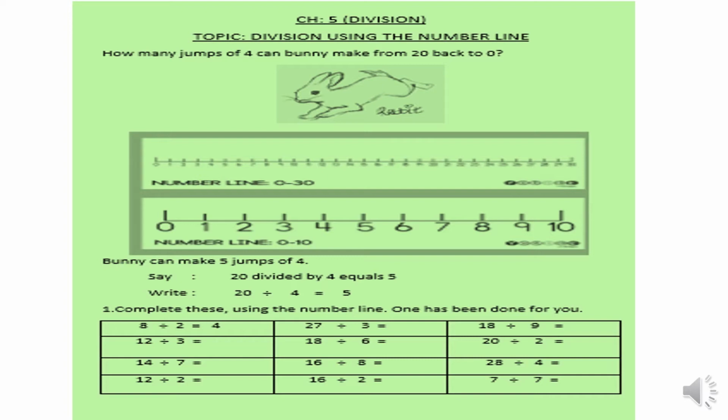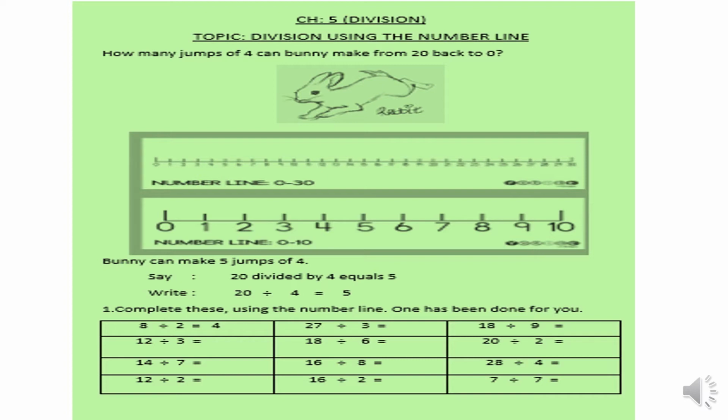Now I have given you some practice of this. Complete these using the number line. One has been done for you. You see first one, 8 divided by 2 is equal to 4. So when you say the table of 2, 2 ones are 2, 2 twos are 4, 2 threes are 6 and 2 fours are 8. So the answer is 8 ÷ 2 = 4.